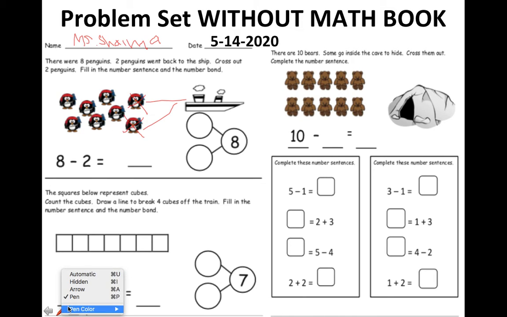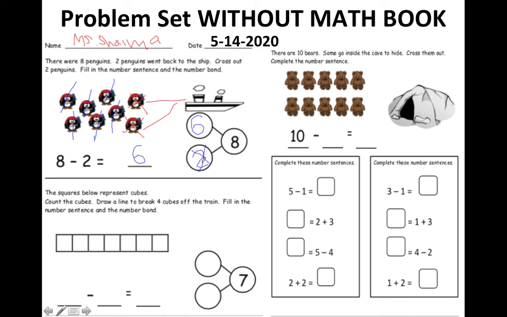So I'm going to change the color to make it easy for us to count. So I have 1, 2, 3, 4, 5, and 6. The way I showed is I put a line on the penguins. It's easier for me to count. So 8 minus 2, because I crossed 2 off, is 6. So now it's the number bond time. Number bond, they already wrote 8 for us, right? So now I'm just going to write 2 to show that 2 of them went away to the ship. And I'm left with 6.